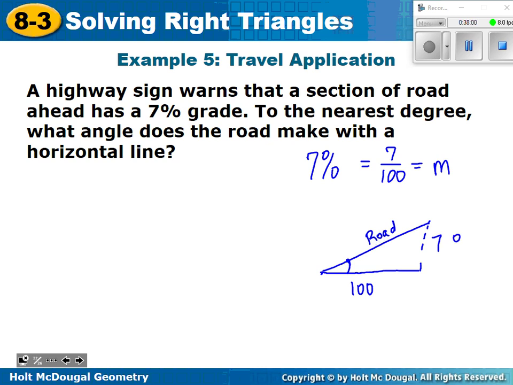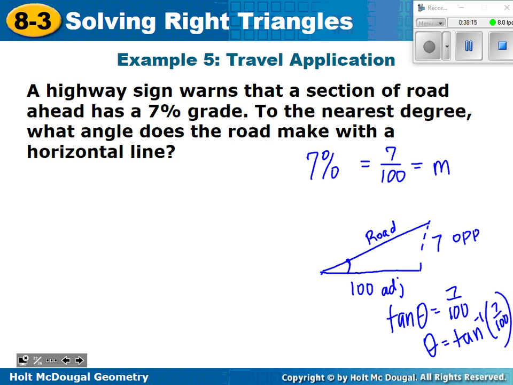So we're going to use opposite and adjacent, which is the tangent. Tangent of theta should have equaled 7 over 100, which means theta was equal to the inverse tangent of 7 over 100. And to the nearest degree, what did you get? 4 degrees. Okay, again, doesn't sound like much until you go put yourself on a treadmill and raise it to a 4 degree incline and run for a little bit. And then you'll be like, forget it.